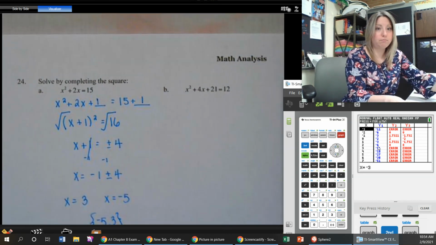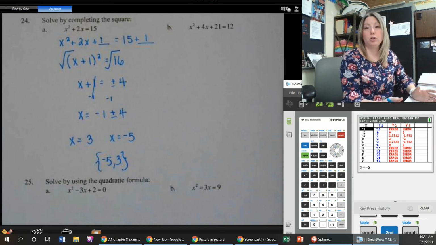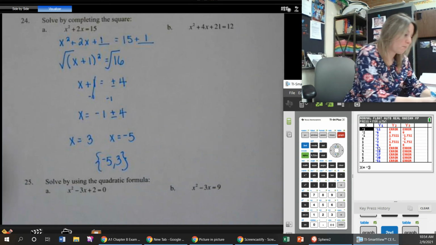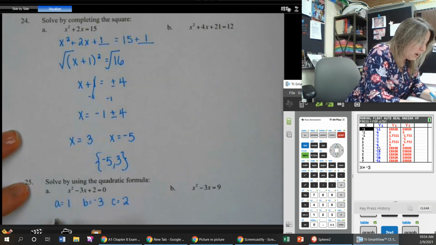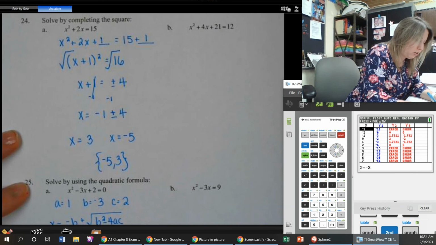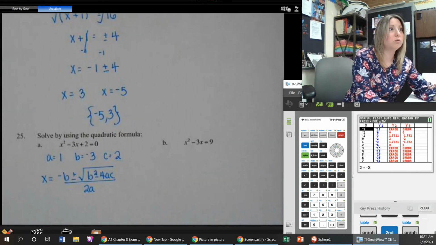Quadratic formula is the last one. When you're using quadratic formula, use standard form. Your a is 1, b is negative 3, c is positive 2, and plug into x equals negative b plus and minus the square root of b squared minus 4ac, all divided by 2a. And if my 3-year-old toddler can do it, so can you, right?